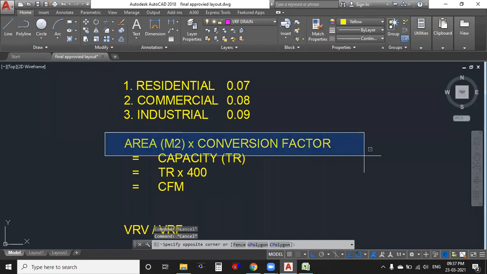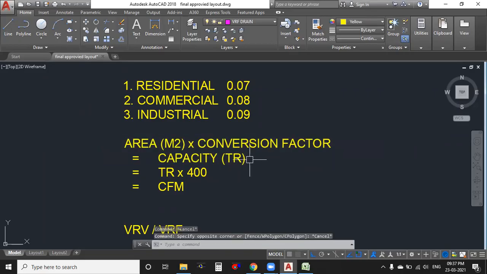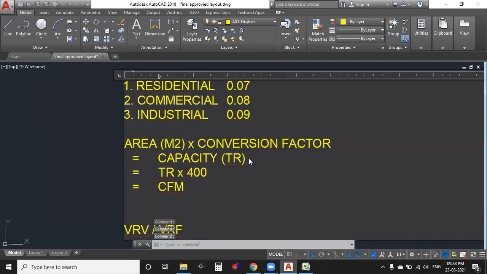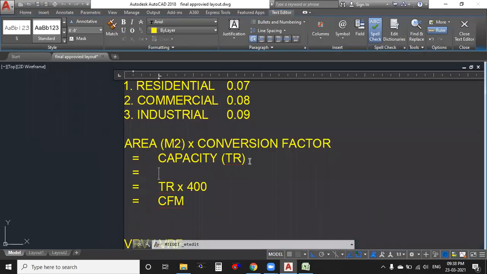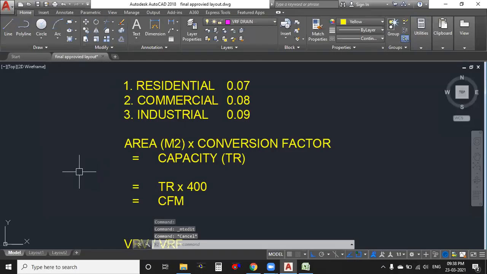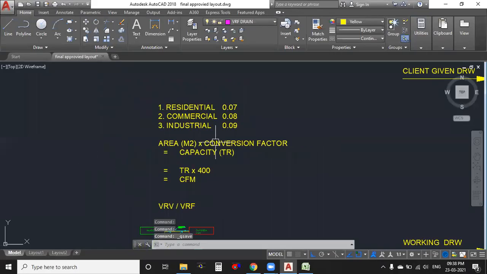Here, area in square meters into the conversion factor gives us capacity in TR. Up to TR only we are going to learn here. In further classes, we will learn the TR to CFM conversion, which is not required here.